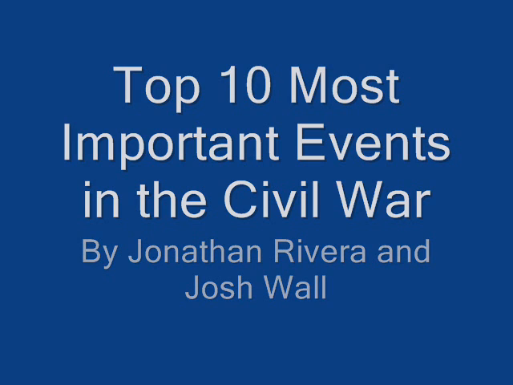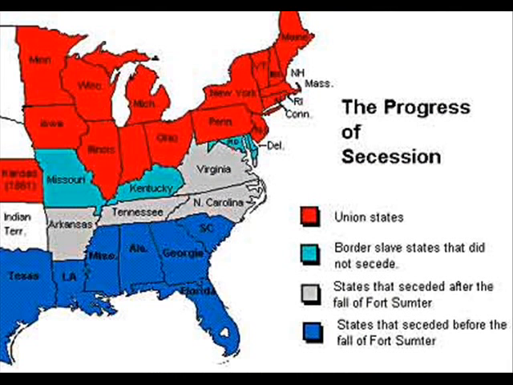Okay, Josh. Number one, the start of the war would be the South Carolina secession. What it was is when the state of South Carolina seceded from the Union because they did not want Lincoln as president and wanted the act of slavery to continue. The cause was Abraham Lincoln getting elected, and the effect was many states started to secede with the state of South Carolina and started the Confederacy.